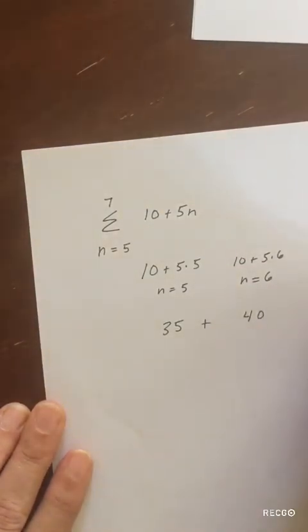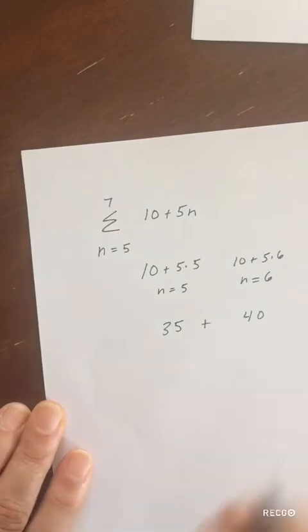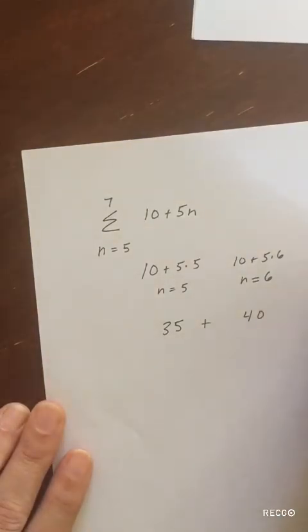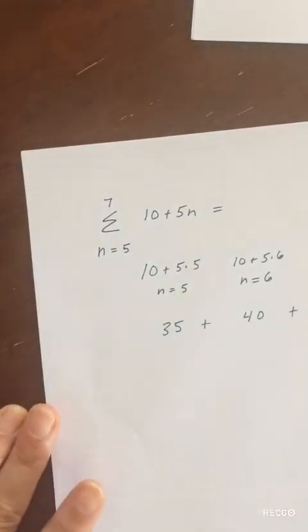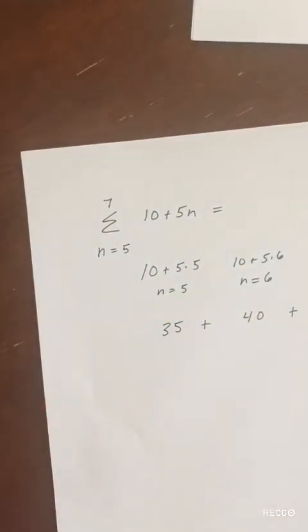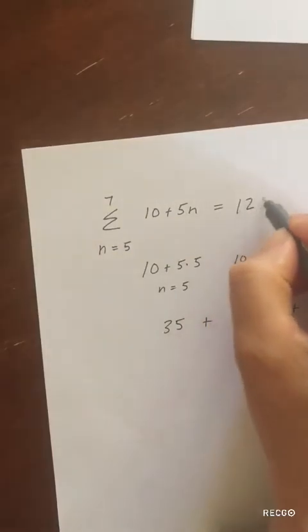And then the last one is to evaluate it when n equals 7. That's going to be 10 plus 5 times 7. That's going to be 35 plus 10, which is 45. To get that final sum, I would want to add those three numbers all together. You might be able to do that in your head. That's going to be 120.